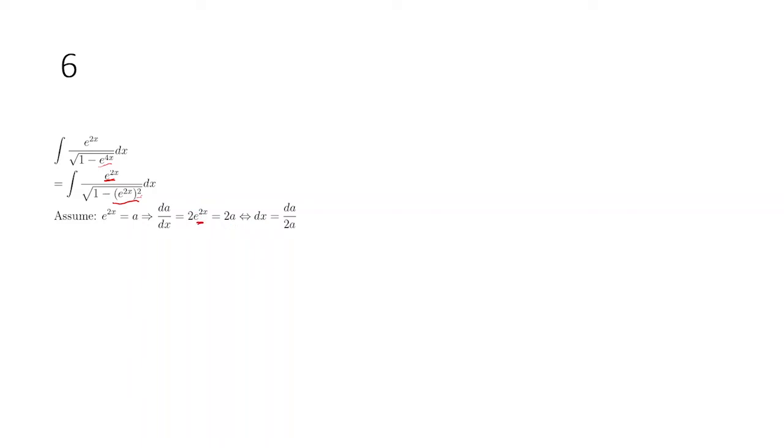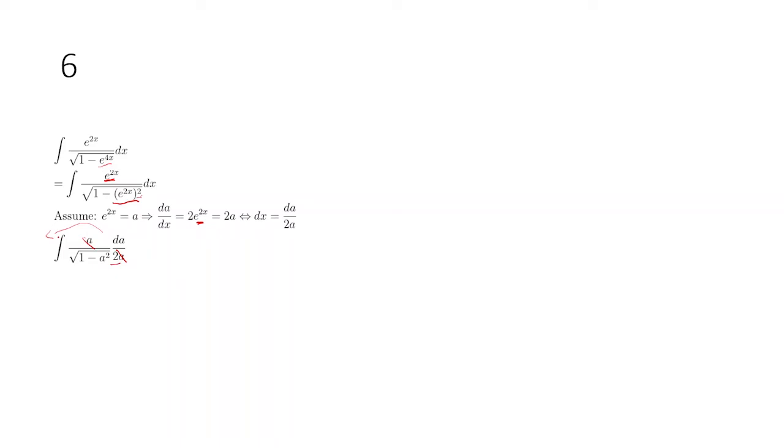So in terms of dx, dA is equal to 2a dx, or dx is equal to dA over 2a. Now we can substitute the a and dA into the original problem. We'll find that we're looking for the integral of a over the square root of 1 minus a squared multiplied by 1 over 2a with respect to a. Now these two a's can cancel out, and this 2 is a constant, so we can just move it to the front.